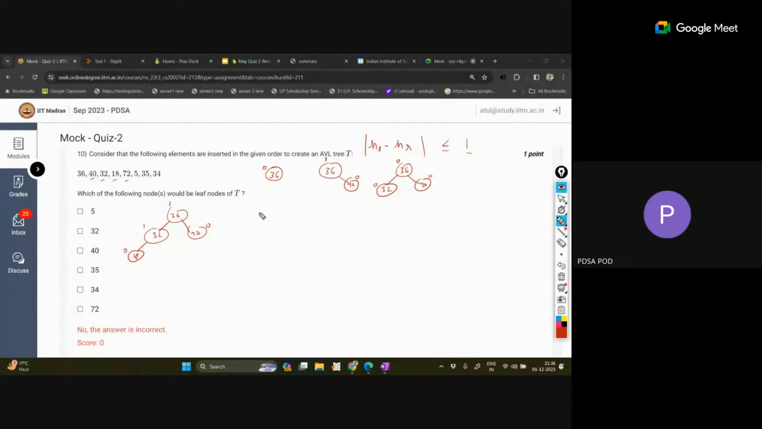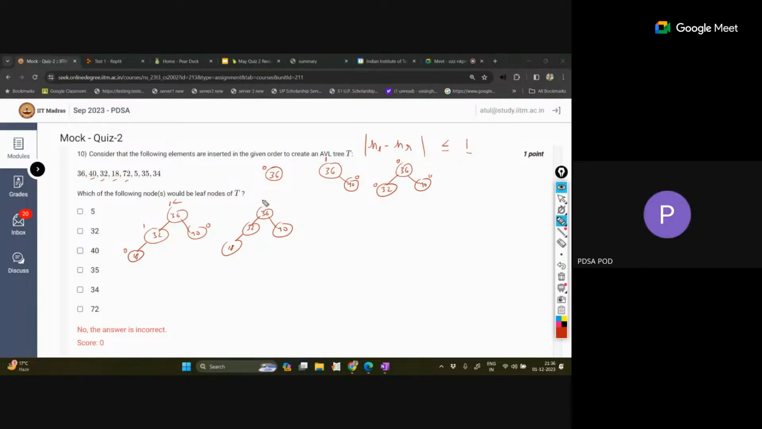So if we add 36, 32 and 18 and 40, 72 is greater than 36. Okay, move to the right. Excuse me, for 36 it is 2, sir? Where? The left, this. What is the left height? 2. What is the right height? 1. Okay.